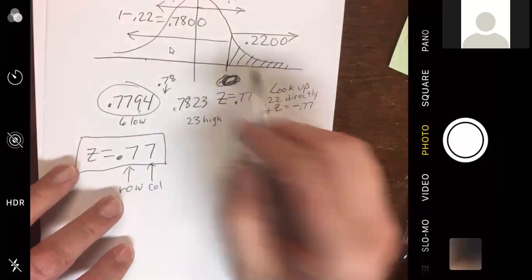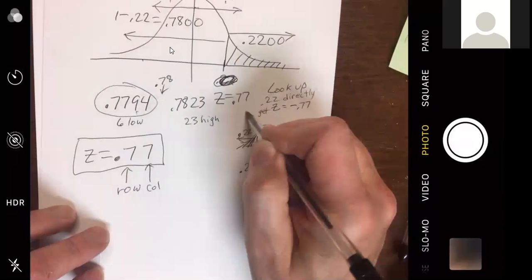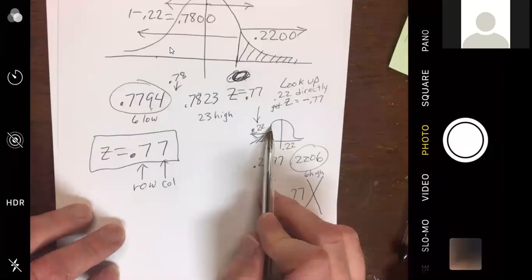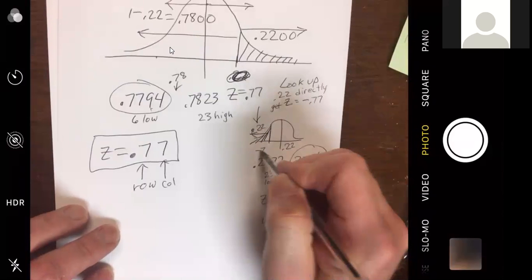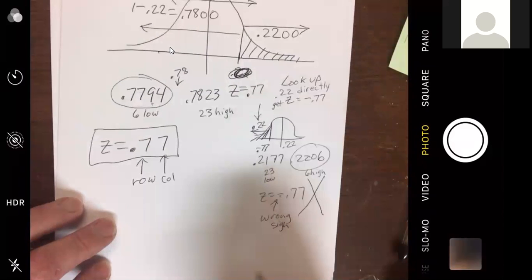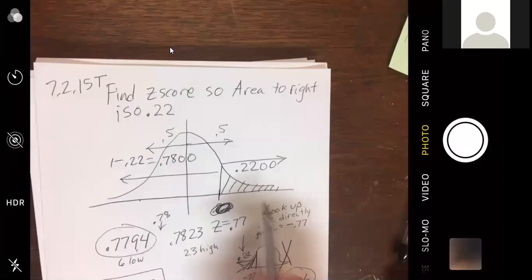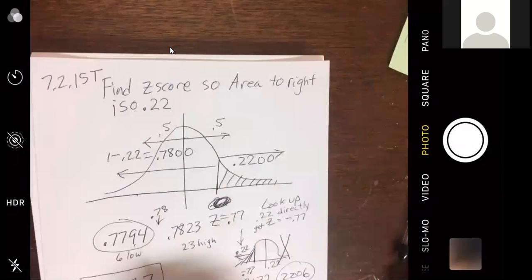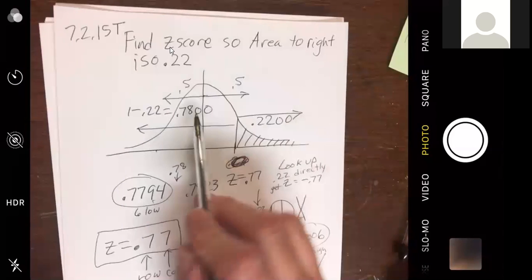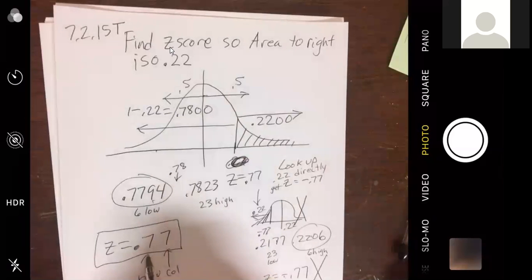See, the table assumed when you looked up the 0.22 directly that you have this picture: 0.22 on the left, and this z is negative 0.77. And that is the wrong picture because it said area to the right was 0.22. So if you then subtract from 1, get the 0.78, look that up, you will wind up with the correct sign, positive.